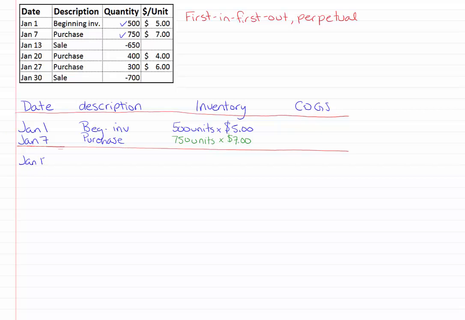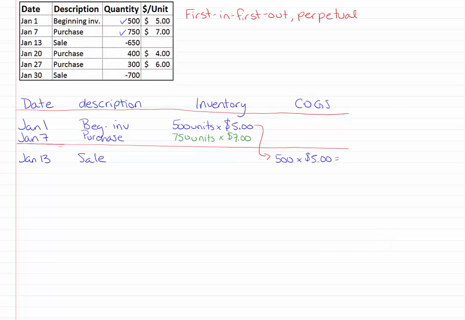So of course, we bought the January 1st units, the beginning inventory, before we purchased our January 7th items. So for our cost of goods sold, the entire January 1st amount of 500 units can be put in. And that leaves me with nothing left in my inventory at the $5. For my cost of goods sold, I haven't hit my 650 units yet. I only have 500 units there.